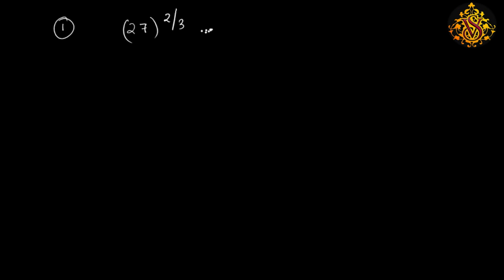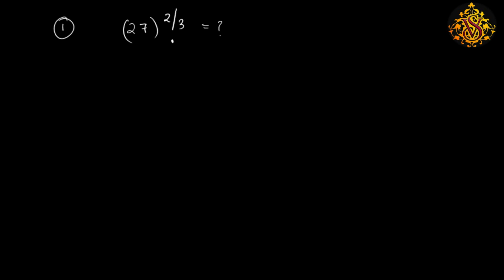In case of 27 whole power 2 or only 3, we can find the answers very soon by multiplying 27 into 27. If it is power 2, we can easily write the square. If it is a fraction like 2 by 3, how do we solve it? Okay, we can look at it.